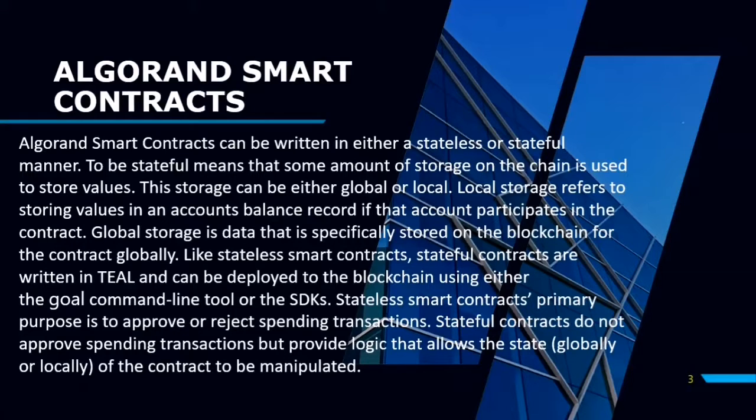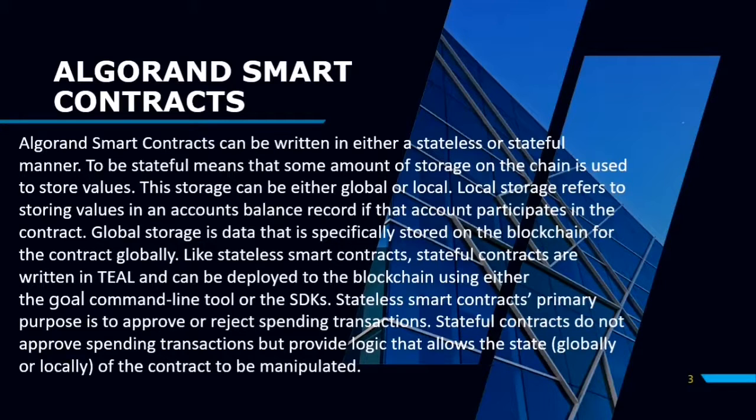Algorand smart contracts can be written in either the stateless or stateful manner. To be stateful means that some amount of storage on the chain is used to store values. This storage can either be local or global. Local storage refers to storing values in an account balance record if that account participates in the contract, while global storage is data that is specifically stored on the blockchain for the contracts globally.